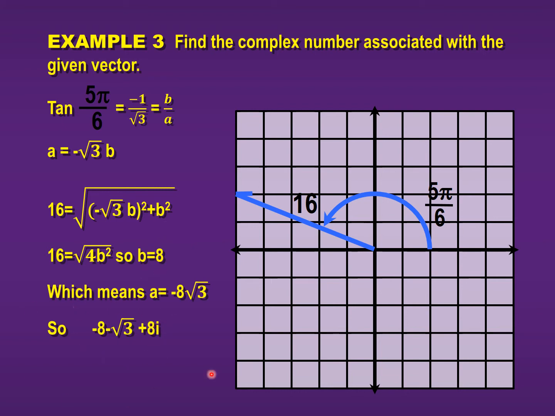So the only thing is that we have to check that this complex number that we came up with is in the right quadrant. This quadrant says that it should be in quadrant 2. So that means that my a should be negative and my b should be positive. So my a is negative and my b is positive, so this checks out. This is correct.